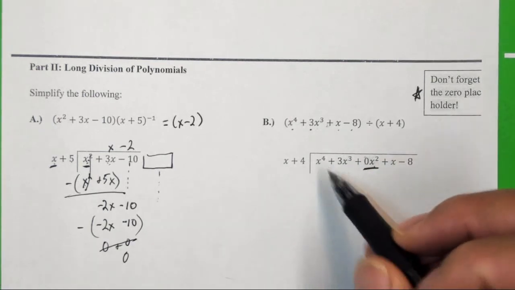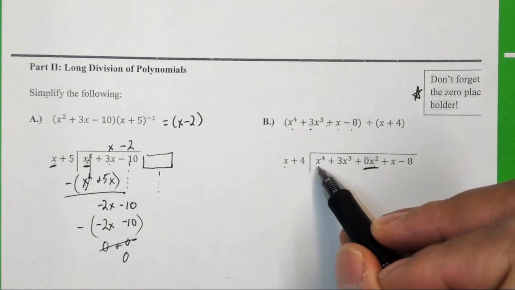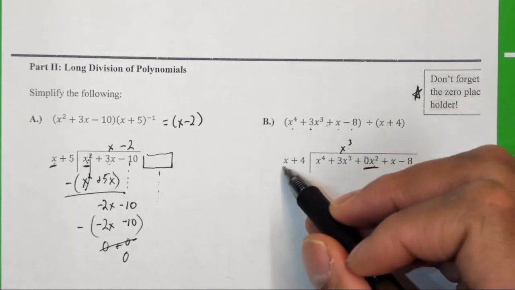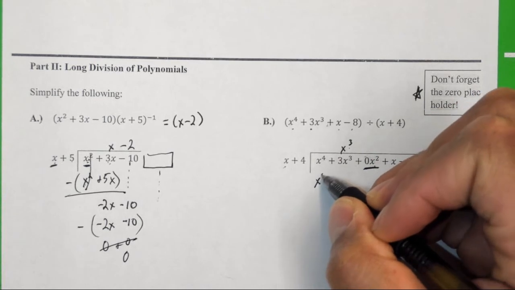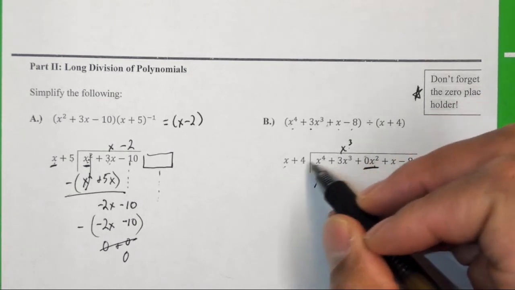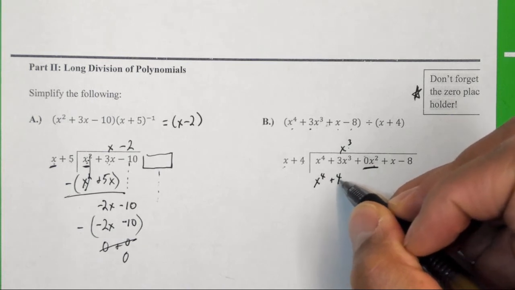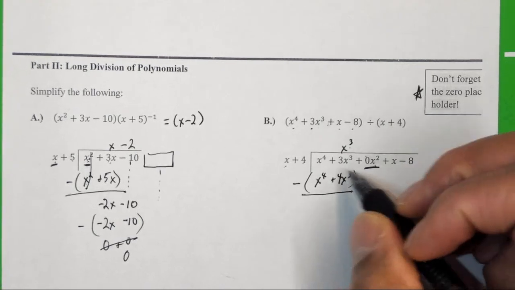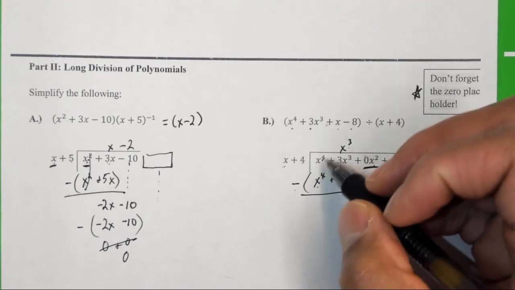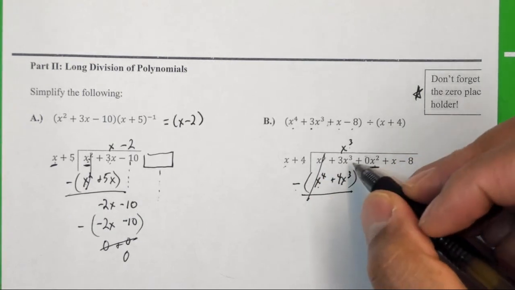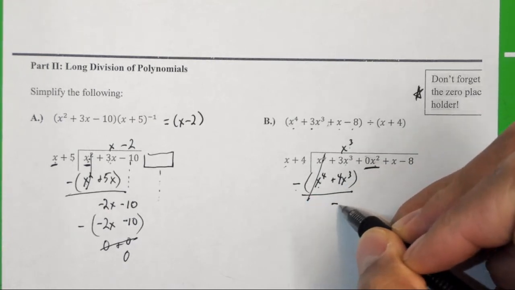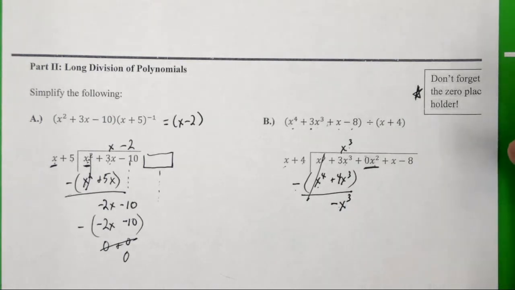Divisor still goes up front, and we start going in. X times what is x to the 4th power? We just get x cubed. X cubed times x is x to the 4th. Perfect. And x cubed times 4 is 4x cubed. Come back here, subtract. X to the fourth minus x to the fourth is 0. It cancels out. And 3x cubed minus 4x cubed is negative x cubed. Okay, so far so good.